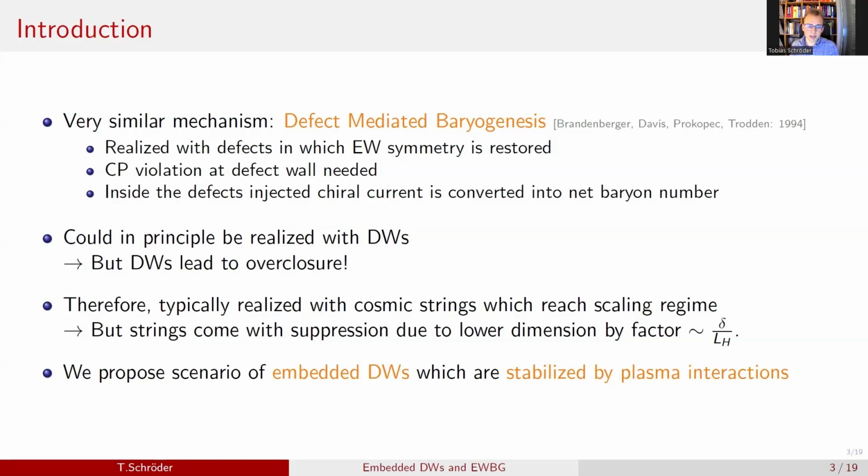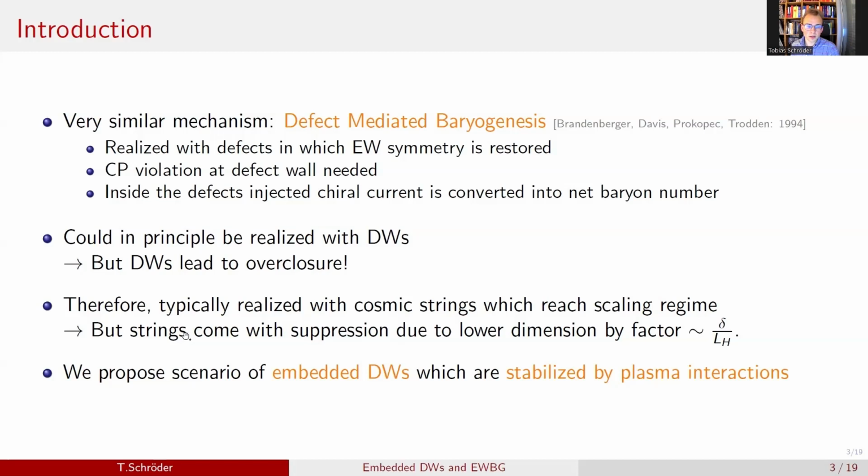The ideal defect to realize this would in principle be a domain wall. The problem with domain walls is that they overclose the universe. Therefore, one typically realizes the mechanism with cosmic strings, which reach a so-called scaling regime. This means that the energy density of the cosmic string network becomes a constant fraction of the critical density and therefore does not overclose the universe.